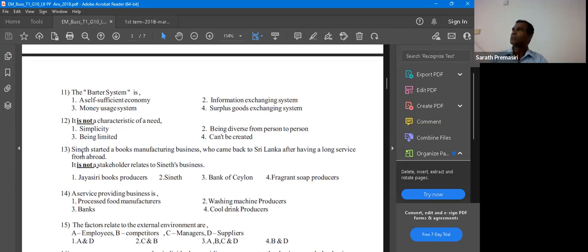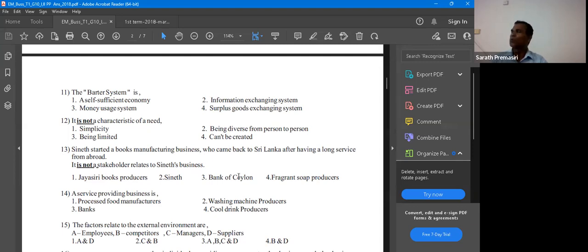Third. Sinet started a book manufacturing business. Who came back to Sri Lanka after a long service? It is not a stakeholder related to the Sinet bookshop. Who are stakeholders? Those who are interested in the business. The school principal, teachers, students, parents, provincial department. A competitive school, so other book producers are competitors of Sinet.